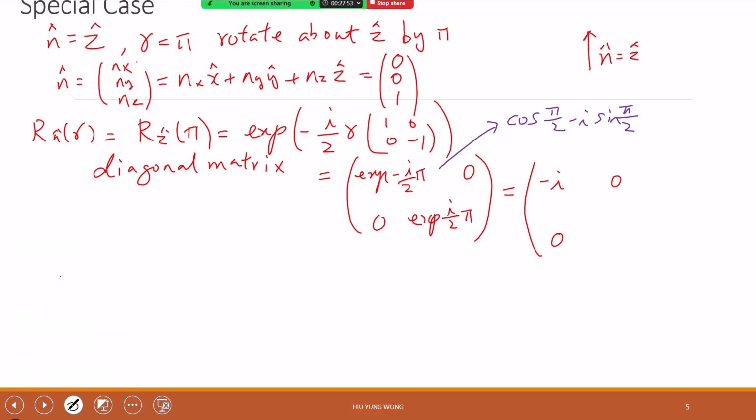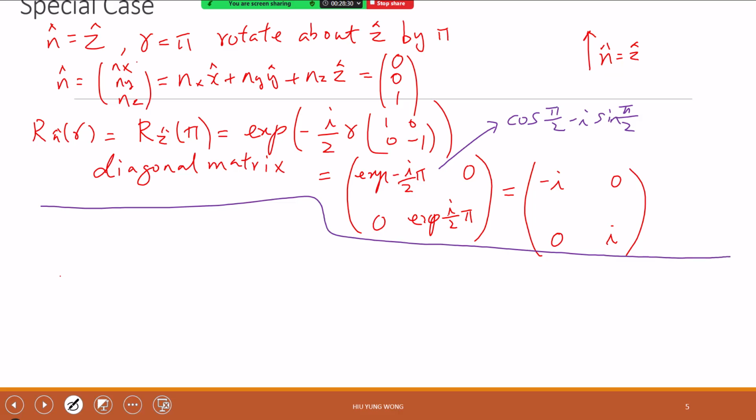And then the lower right term, now it is positive. So everything is the same except this will be i. Make sense? Take a look if you have any questions. So this matrix will rotate your qubit by pi about the z-axis on Bloch sphere. Okay, now let's try to do something and we will recognize something very interesting.